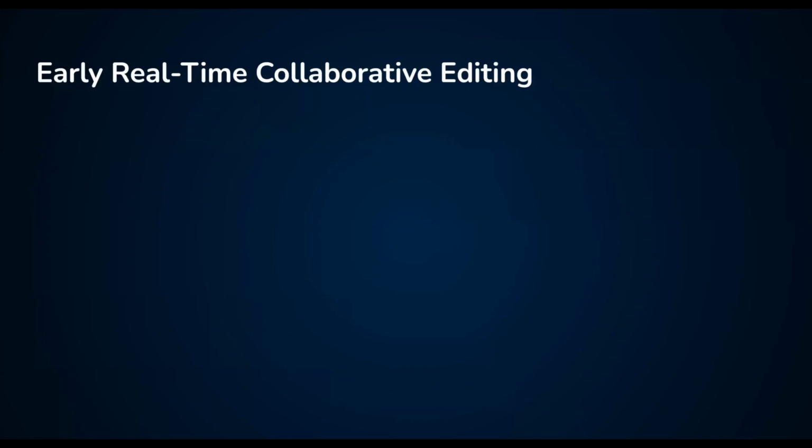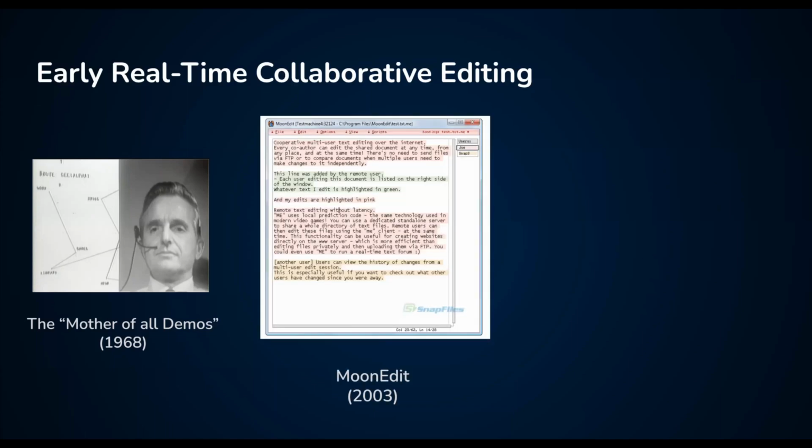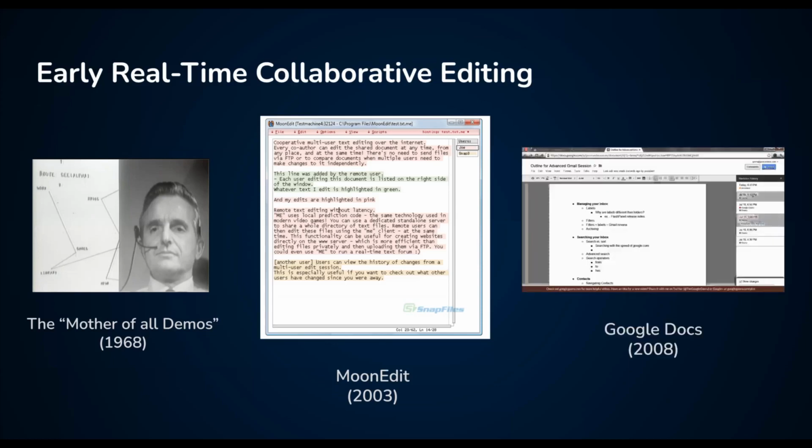Over the last 50-plus years, real-time collaborative editing has evolved from a visionary concept to a mainstream tool. With the mother of all demos in 1968, Douglas Engelbart introduced the idea of collaborative computing, including real-time text editing. The early 2000s brought applications like MoonEdit, which demonstrated practical collaborative editing over the internet. And the mid-late 2000s saw Google Docs bring collaborative editing to the web, widely popularizing it and integrating it into common productivity suites.